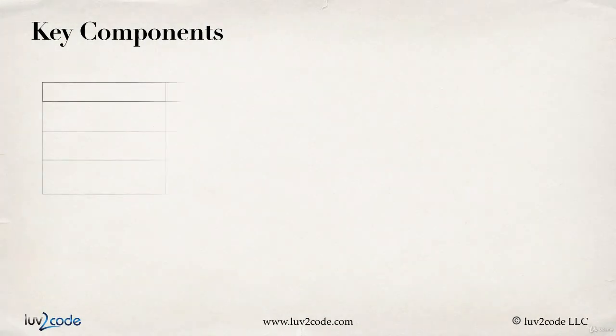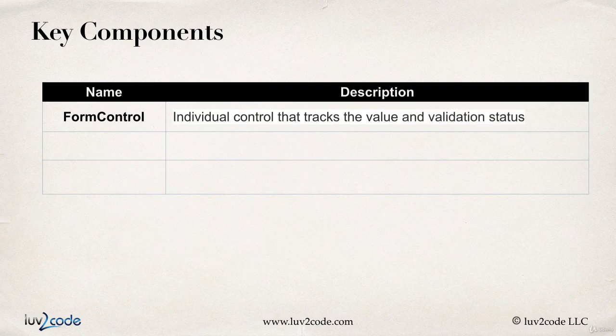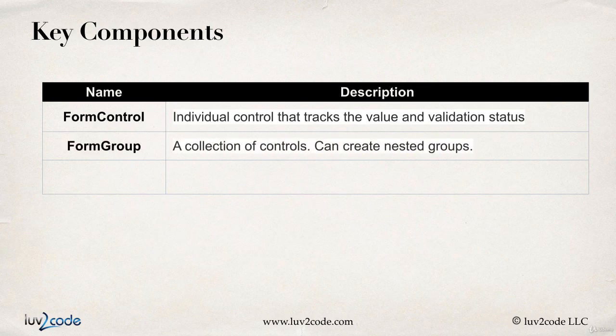Okay, so let's take a look at some of the key components. You have a form control, so that's an individual control that tracks the value and validation status. And then there's also a form group. It's really just a collection of controls. And you can also create nested groups. And then there's some other items there too. The link that I gave you on the previous slide goes into more details as far as the other items that are out there. But we'll make use of some of the key components, the form control and the form group.